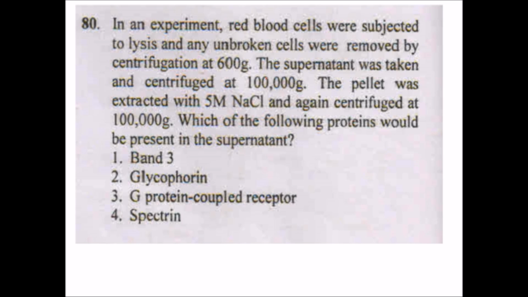along with the plasma membrane will be centrifuged and deposited as cell debris. So if you look, band 3 protein, glycophorin and G protein coupled receptor, all these are membrane bound proteins. Only spectrin is the peripheral protein. So when we treat with any of these chemicals, this will be detached from the membrane, and on centrifugation, these 3 proteins will settle along with the plasma membrane at the bottom of the centrifugation tube, while the spectrin will remain in the supernatant. So the answer will be number 4.